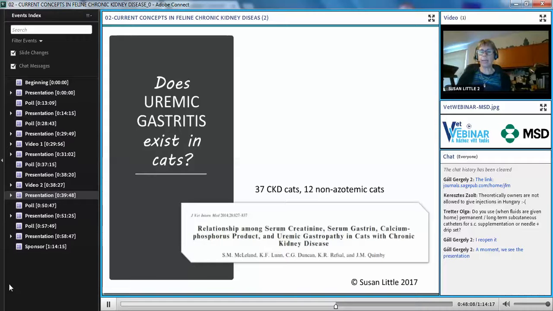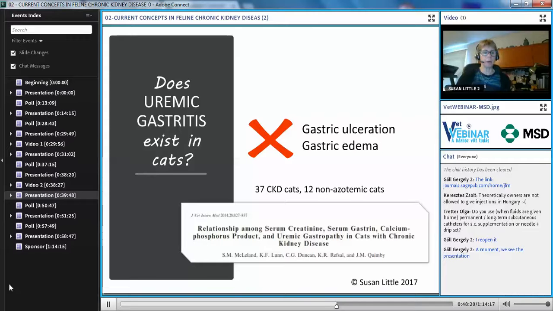Well, it turns out that cats are not like people and dogs, and some research that's been published just in the last couple of years actually looked at whether cats with chronic kidney disease have uremic gastritis. So this first paper that I'll show you looked at 37 cats with chronic kidney disease compared to 12 non-azotemic cats. These were cats that all eventually died and went to necropsy, so they were able to look at the stomachs in these cats. And what they found, or rather what they didn't find in the chronic kidney disease cats, were any of the hallmarks of uremic gastritis.